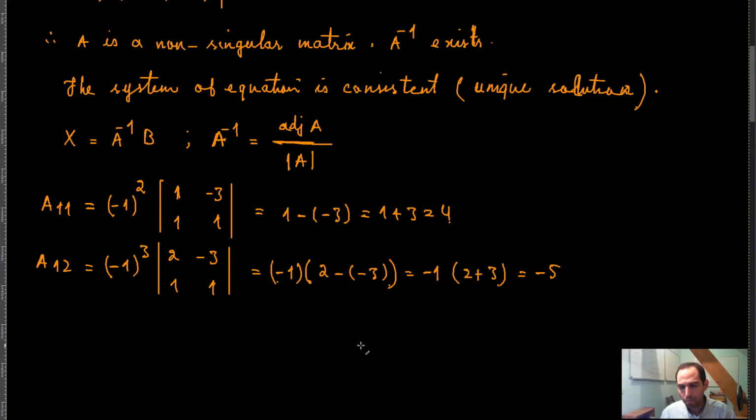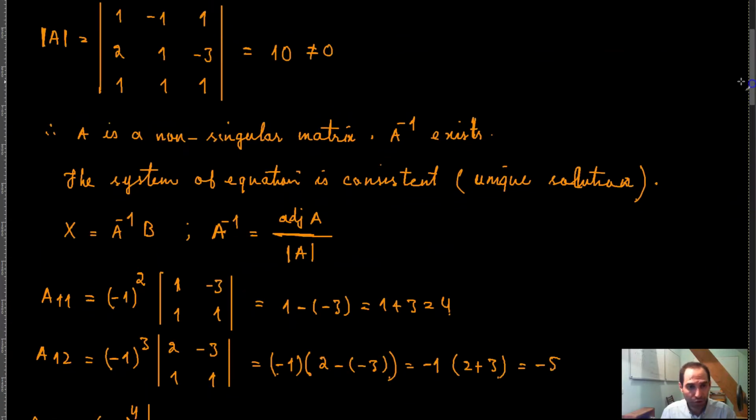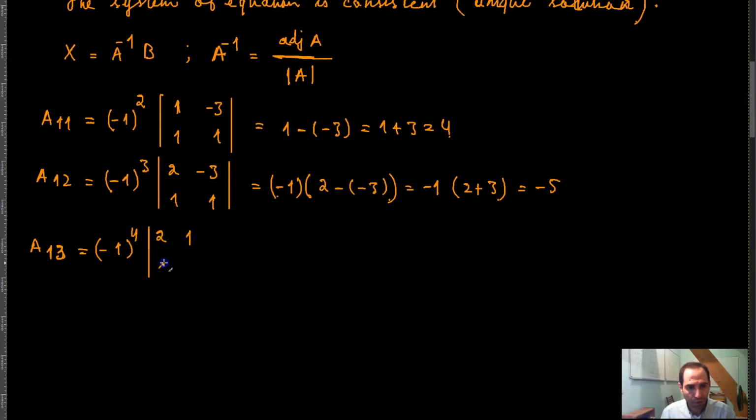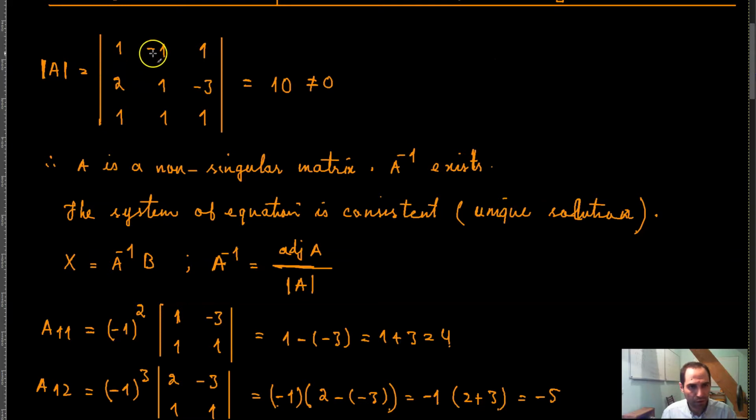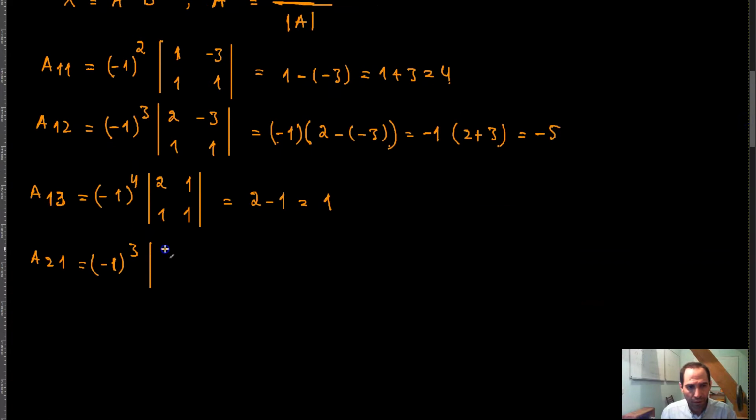And A of 1, 3 is negative 1 raised to the power 4 times the minor of this element. 1, 3 would be this element; delete this row, delete this column: 2, 1, 1, 1. That is 1 times 2 minus 1, which is equal to 1. Then you have A of 2, 1, which is negative 1 raised to the third power times this minor. 2, 1 is this element here; delete this row, delete this column: negative 1, 1, 1, 1. Then you have negative 1 times negative 1 minus 1, which is negative 1 times negative 2, which is positive 2.